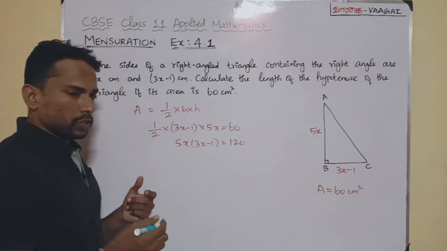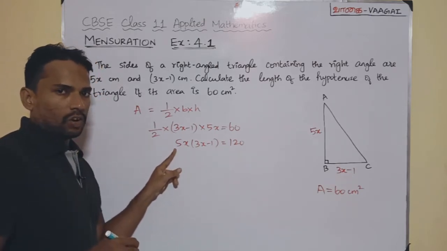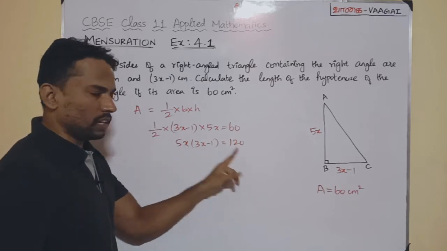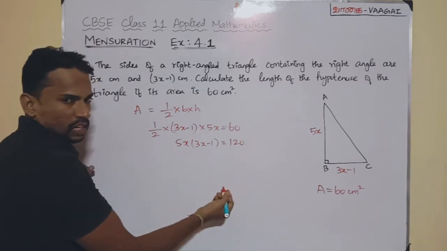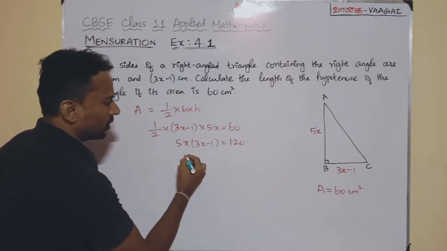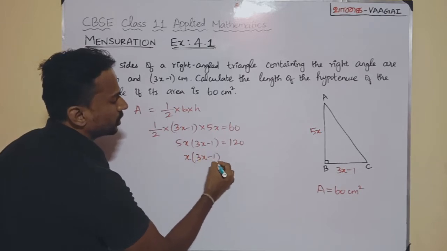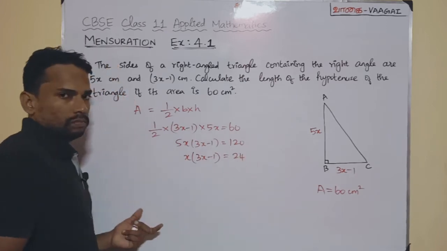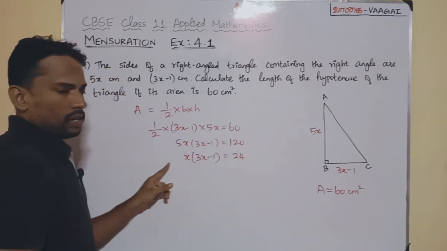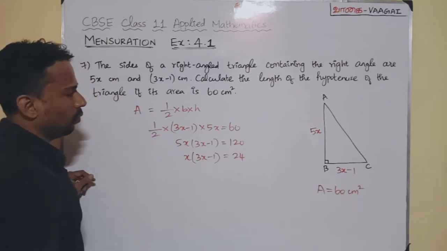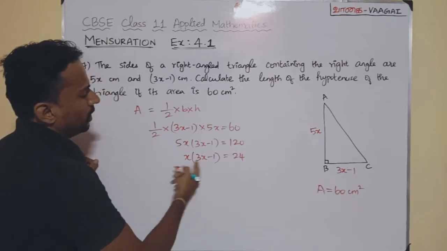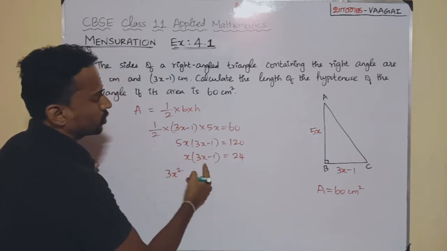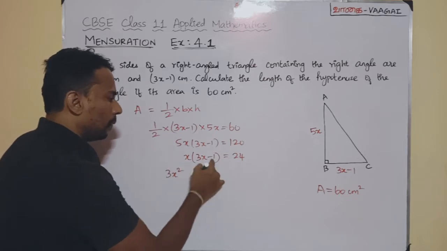Now one more step I can do here itself. This 5 is a common number, so I can take this 5 to the other side, where it goes as division. So 120 divided by 5. The left hand side will be x into 3x minus 1, is equal to the right hand side, 120 divided by 5, which is 24. That's it. Now I can multiply these two factors. x into 3x minus 1 gives 3x square, x into 3x is 3x square, then minus x.